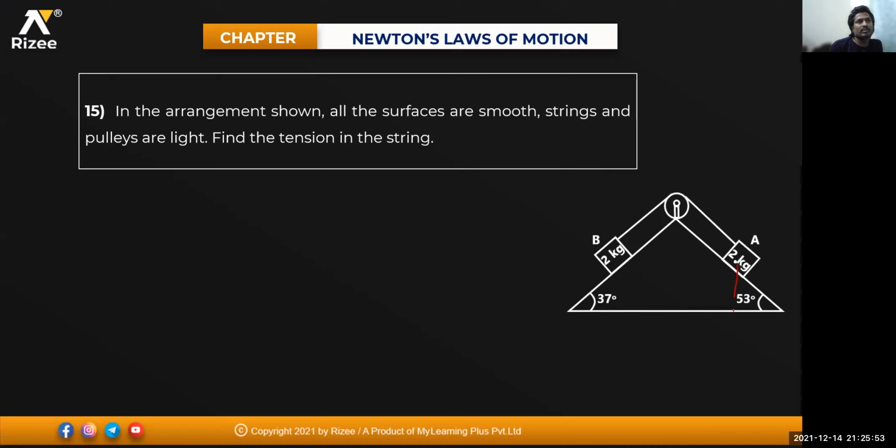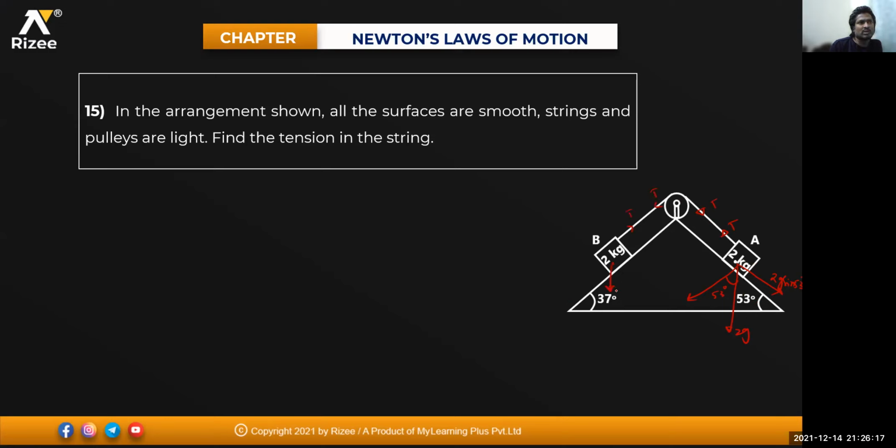So I can say the force acting on that body is the weight in the downward direction, which is 2g. Resolve it, we'll get one component here and one component here. This is 53, this one is also 53. This one is 2g sine 53. There will be a tension in the string.